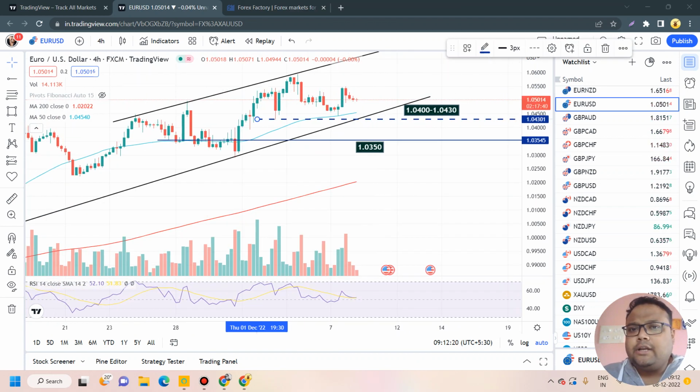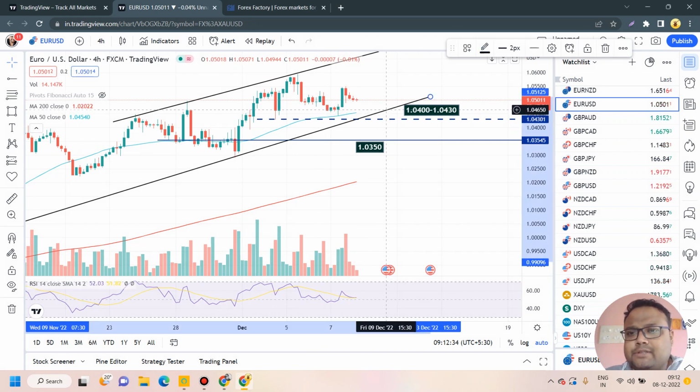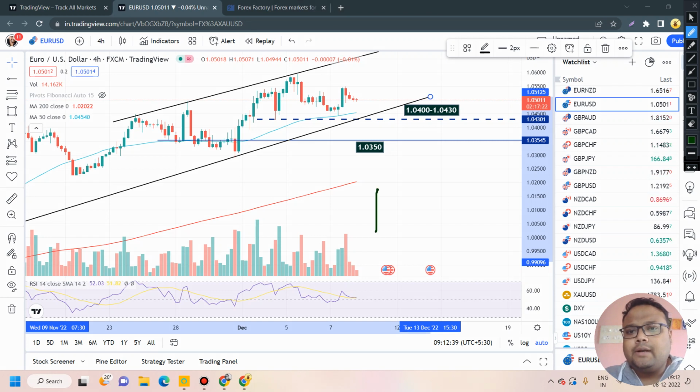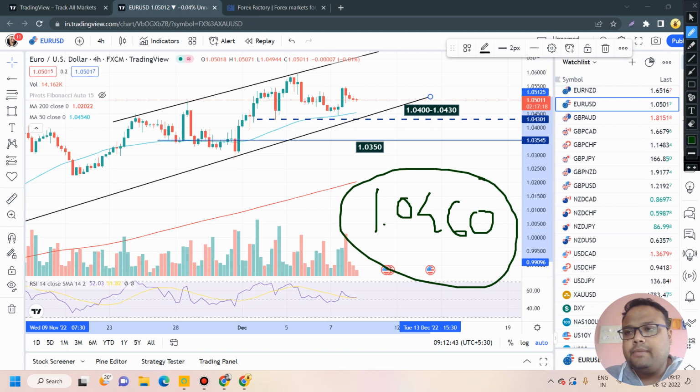If the market comes according to our expectation, observe the market and see how the market is doing. If you see the market bouncing from 1.0400, 1.0300, you can go for a buy position. But you can see that the trend line is a little bit towards the upside, so you need to be cautious when the market reaches 1.0460.